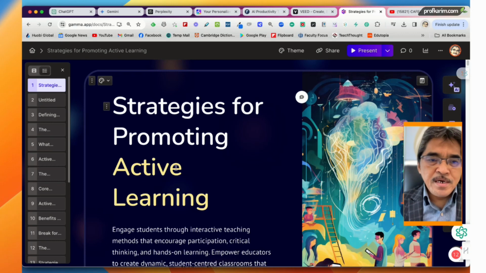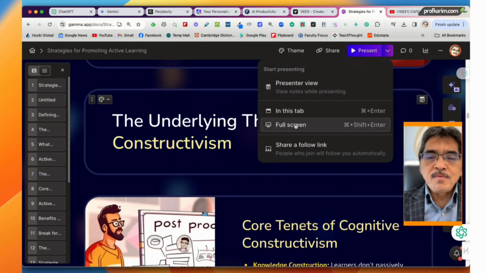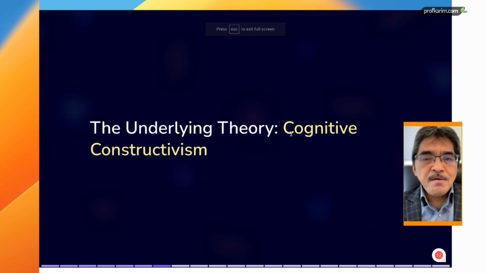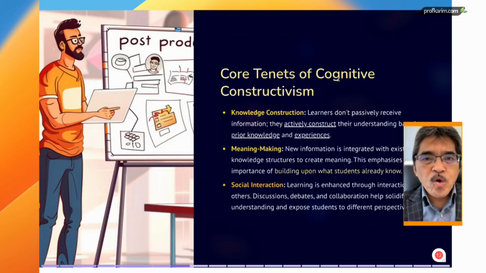So let's look at active learning. What are the underlying theories behind active learning? Let me put this on full screen. The underlying theory behind active learning is cognitive constructivism. So what are the core tenets of cognitive constructivism? There are three key points here.